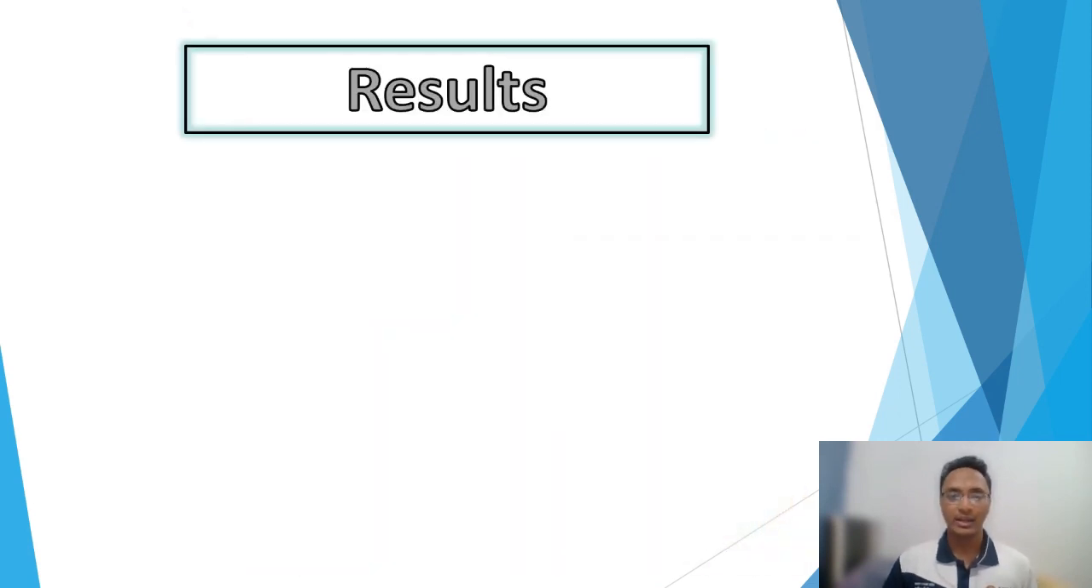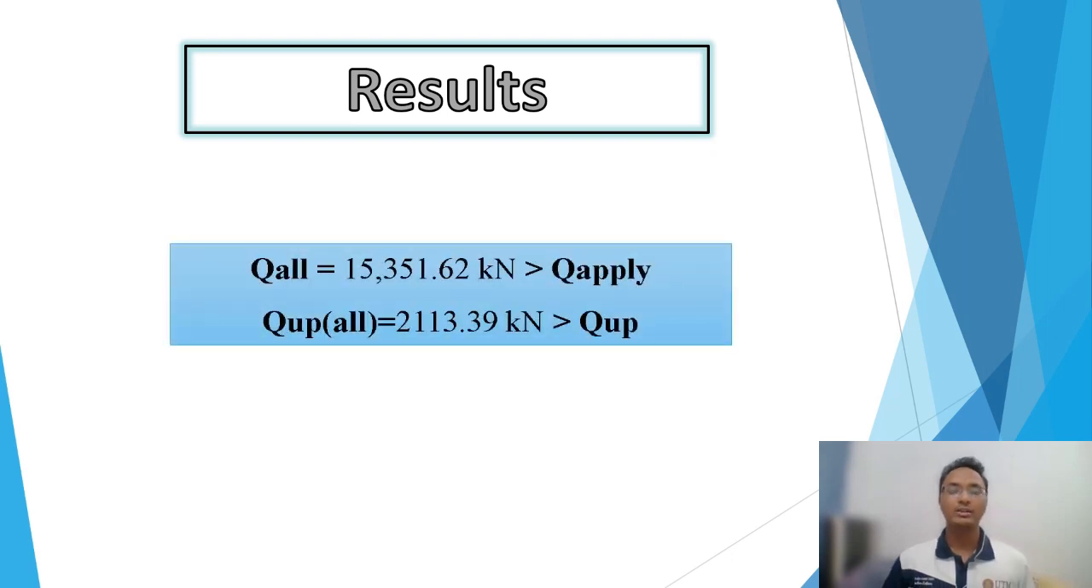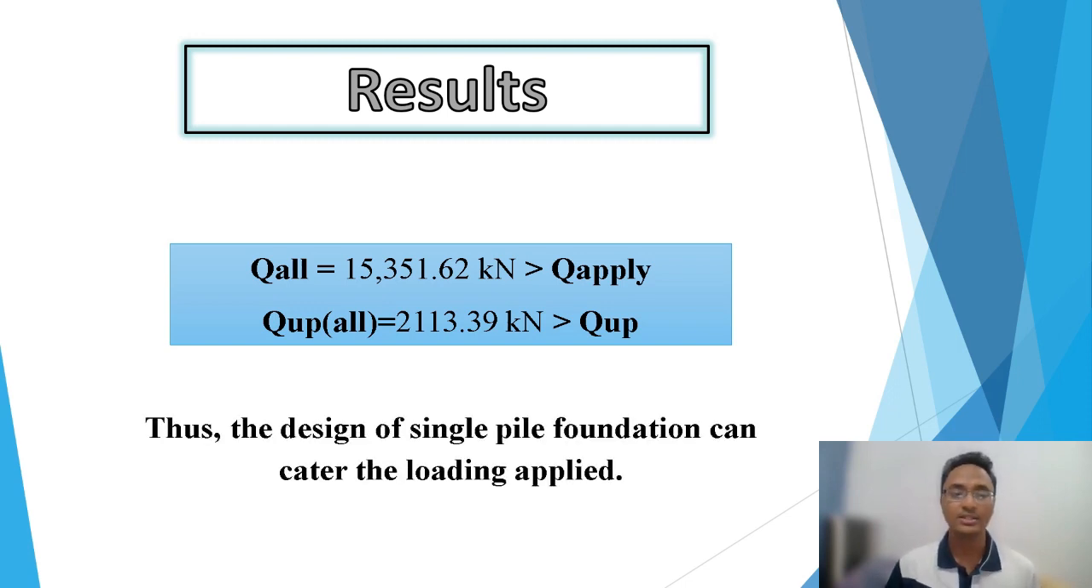And then in the end, as a result, we got that the allowable pile capacity is 15,351.62 kilonewton, which is greater than the applied one, and the allowable uplift capacity is 2,113.39 kilonewton, which is greater than the applied one. Thus, we can conclude that the design of the single pile foundation can cater to the loading applied.